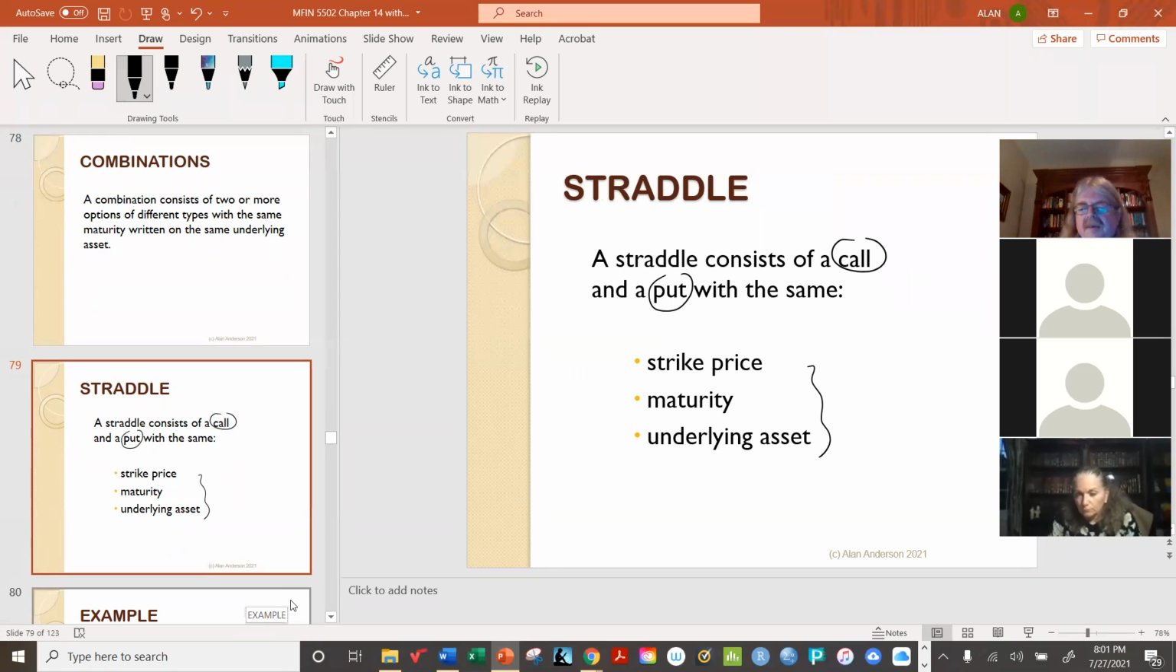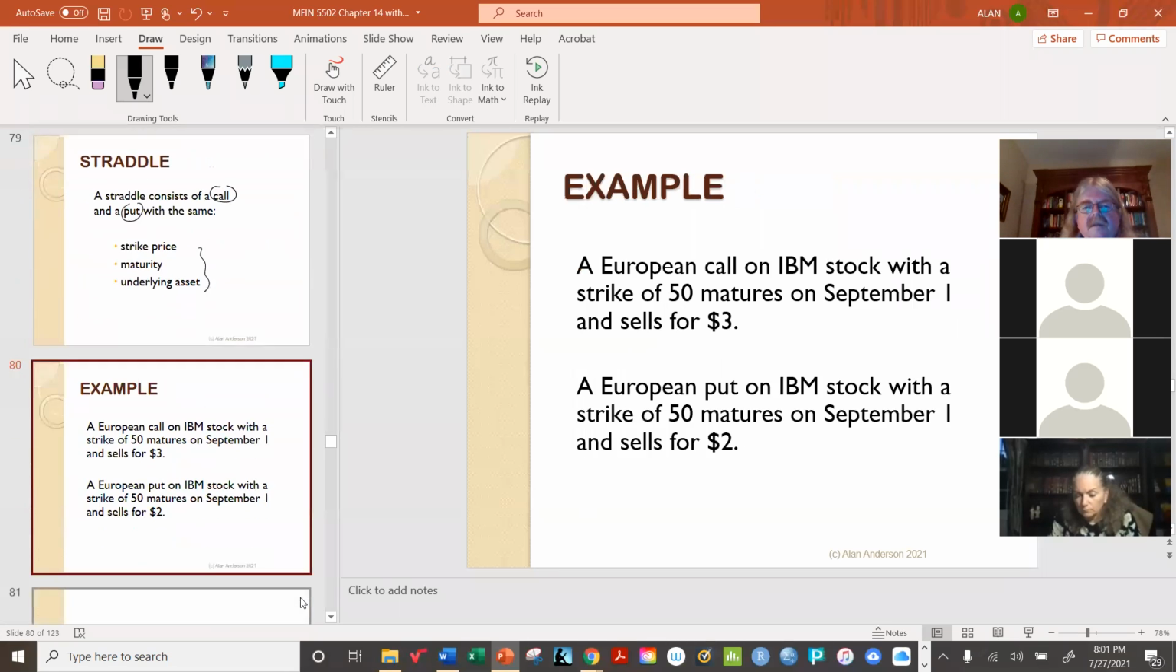So let's go back to the IBM example. And we've got the two European options with a strike of 50. Now remember, we said earlier that the call is likely to be more expensive than the put. And so that's what happened here. We bought both of these. So this is a pretty expensive position. It's going to cost us $5. So what happens? Let's find out.